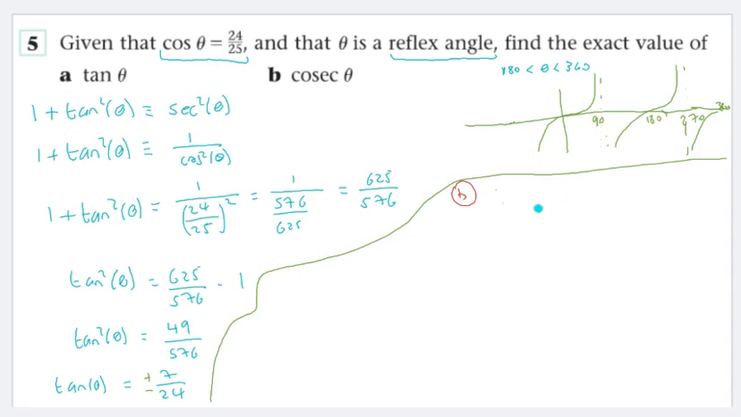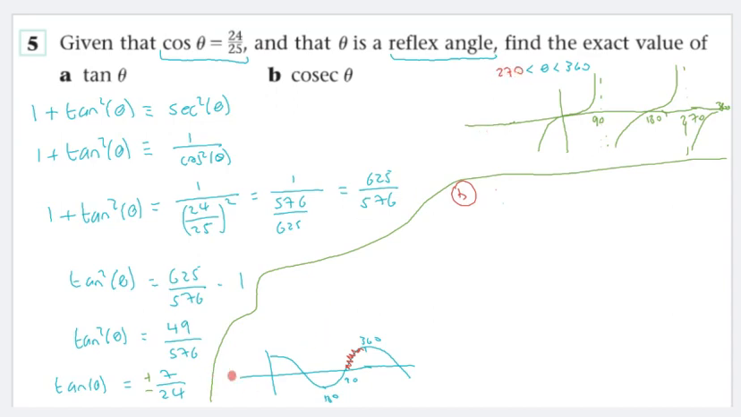If cos theta equals 24 over 25, what we need to do is check. Reflex means between 180 and 360. So 180 is over here, this is 270, and then this is 360. Now, because cos theta is 24 over 25, which is positive, the kind of reflex angle that this would be is here. It has to be, because cos theta we've been told is actually a positive value. So in particular, it's got to be between 270 and 360. So I can change this range to say it must be between 270 and 360.